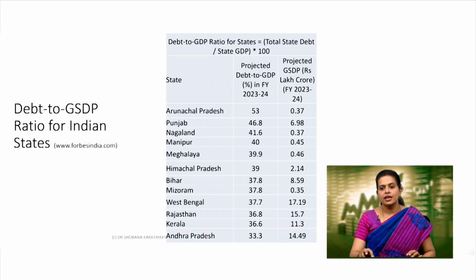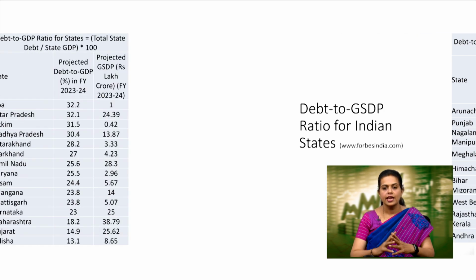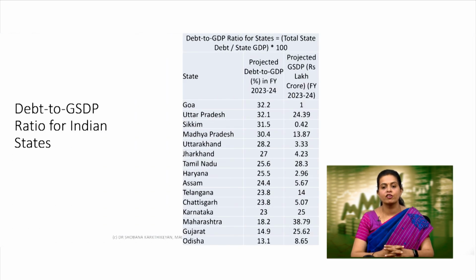The projected ratio in Arunachal Pradesh is 53, in Punjab it's 46.8. Arunachal Pradesh is at the highest, Bihar is at 37.8 and Mizoram is also at 37.8. Among the South Indian states, Kerala is at about 36.6, Andhra Pradesh is at 33.3, Tamil Nadu is at about 25.6 and Karnataka is at 23, and Odisha is probably at the lowest at 13.1%.